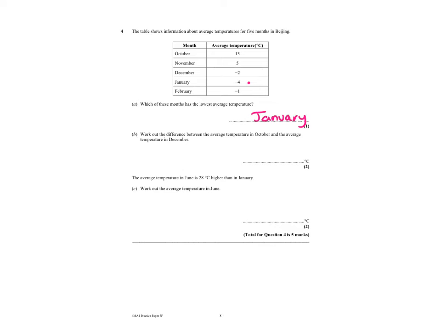Work out the difference between the average temperature in October and the average temperature in December. So October has 13, so the difference, I'm going to take away the average temperature in December, which is -2. 13 minus -2, we're working out the difference. There's actually 15 degrees difference. If you think about a thermometer, if we had 13 here, we'd have 0, then we have -2. Well, between 0 and 13 is 13, and between 0 and -2 is 2. So the difference between 13 and -2 is 15.